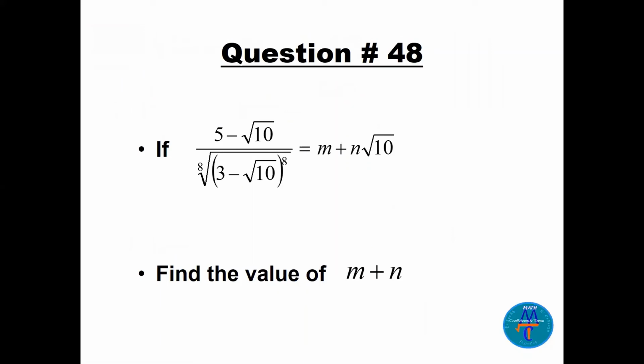Number 48. We have 5 minus square root of 10 divided by the 8th root of 3 minus square root of 10 to the power 8. This one is equal to m plus n square root of 10. This is like an exam type. So you take the left side only, don't touch the right side. Take the left side, do whatever you want to do, simplify, absolute value, rationalize, radicals, until you reach something like this. Then you take m, you take n, and then you add.